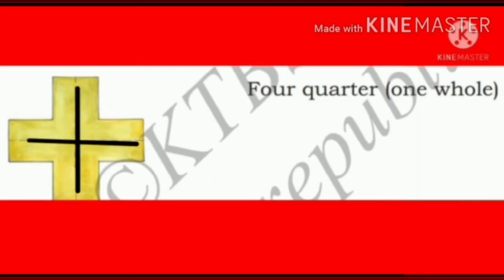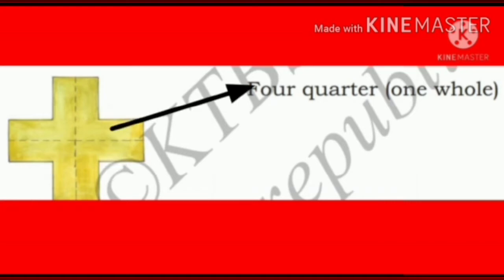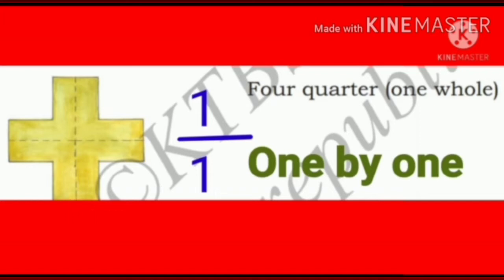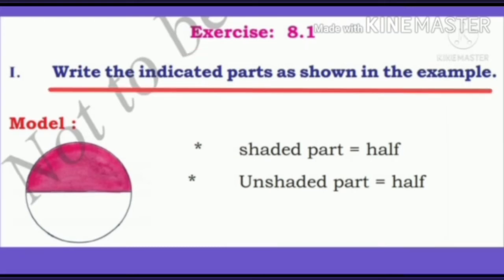In this picture, it is divided into 4 equal parts and 4 parts are shaded. So this is represented as 4 quarter or 1 whole, and written in numerical form as 1/1. Now we are going to solve exercise 8.1. First main, write the indicated parts as shown in the example.